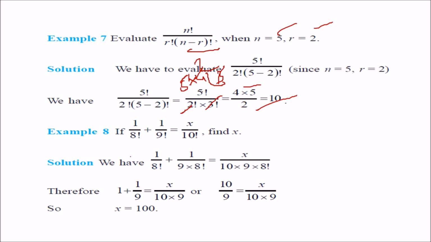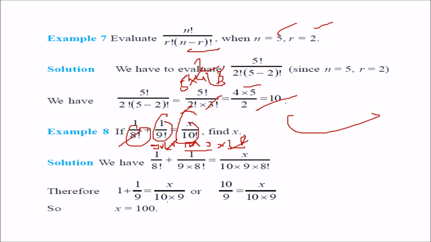1 by factorial 8, plus 1 by factorial 9, equals x by factorial 10. So what we do here is, when we find the factorial, the number decreases. So factorial 10 can be written as 10 into 9 into factorial 8, and factorial 9 can be written as 9 into factorial 8. Factorial 8 gets cancelled. So this will be 1 by 9, and this is x by 9 into 10, that is x by 90. And you can find out x, that is 100.